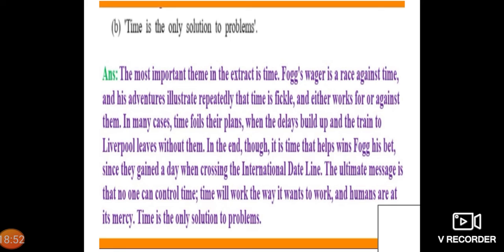day when crossing the international date line. The ultimate message is that no one can control time. Time will work the way it wants to work, and humans are at its mercy. Time is the only solution to problems.